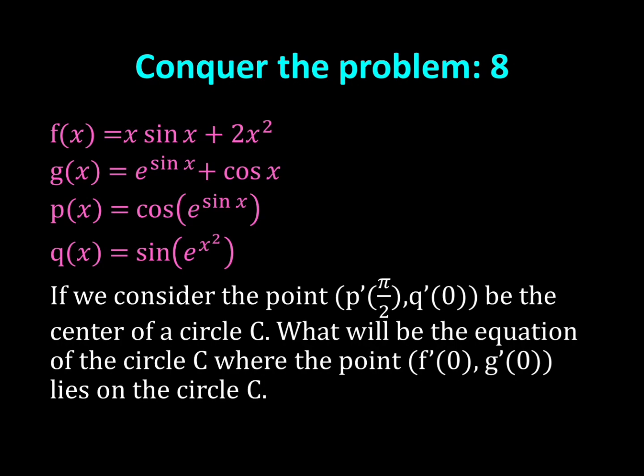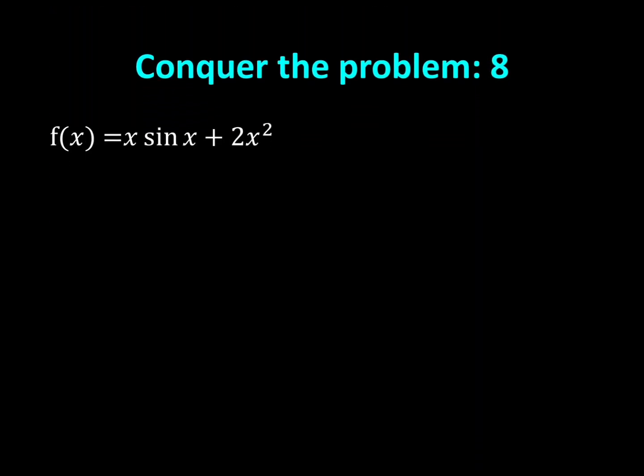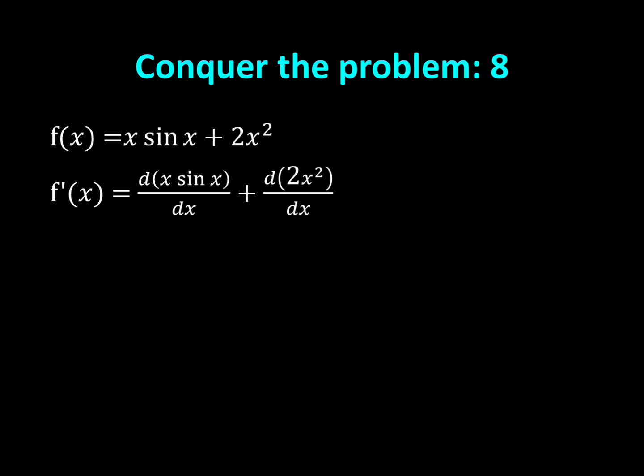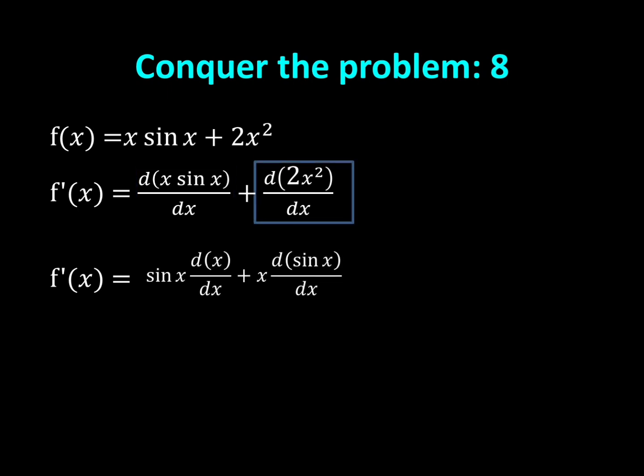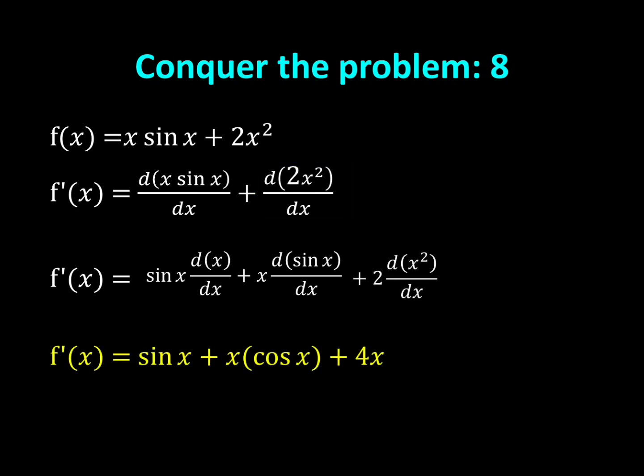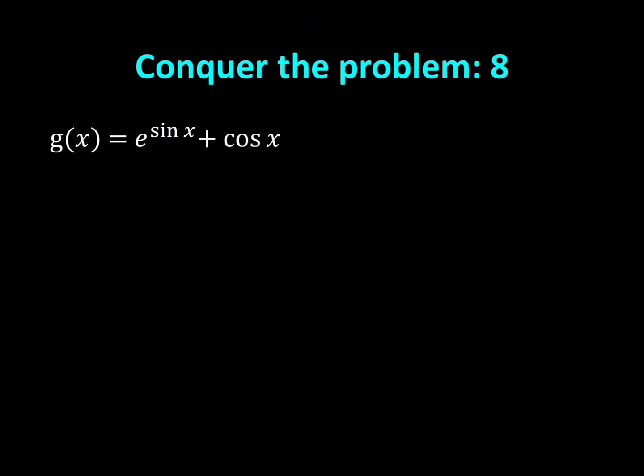So first things first, let's figure out the derivatives of all the four functions with respect to x. Let's get started. Now f of x. So f dash x can be written as this term. Now evaluating the term marked in blue box, we get these terms, and evaluating the term marked again in blue box, we get these terms. Now f dash x, after complete evaluation, we get f dash x to be sin x plus x times cos x plus 4x.